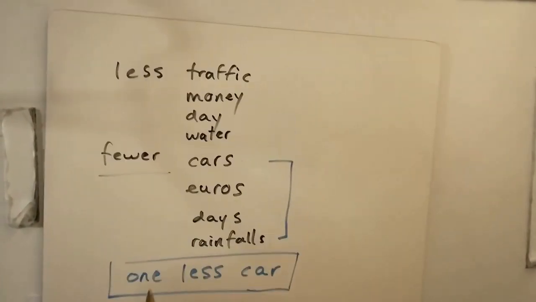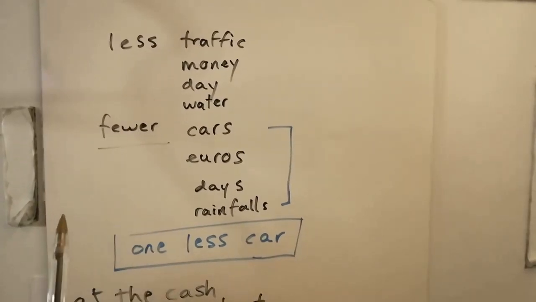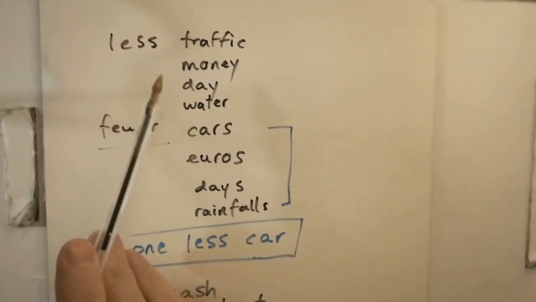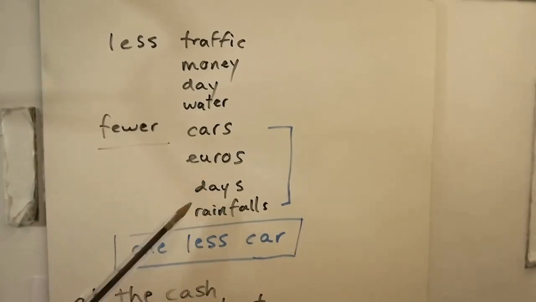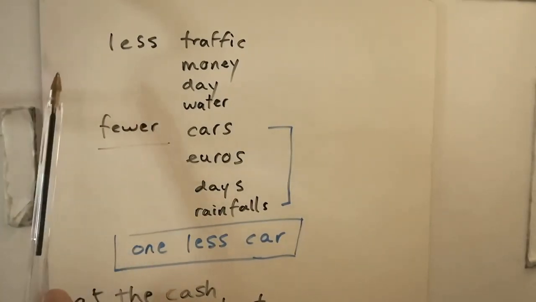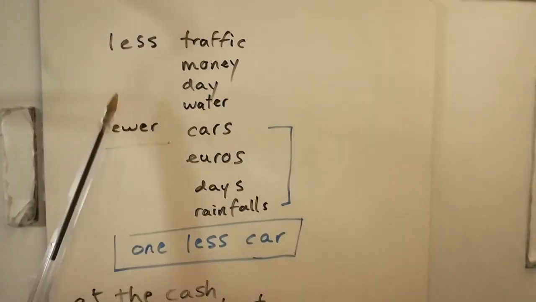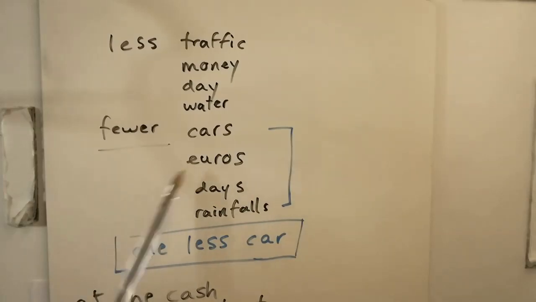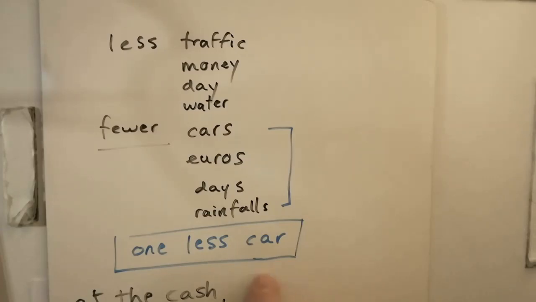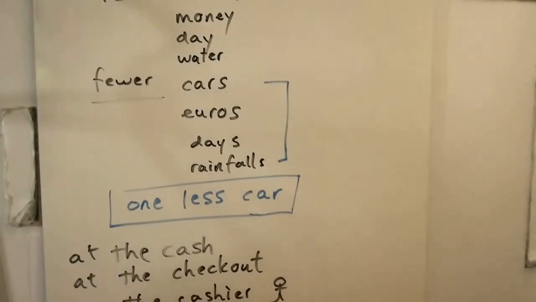Right. So we started off with, yeah, it's one less day before we take summer vacation, but there are fewer days. All right. So we decided that less is for uncountable and singular, and fewer for countables. Okay. You'll notice we see some cyclists will have this one less car. All right, so there's less traffic, fewer cars, less money, fewer euros, less day, fewer days, less water, fewer rainfalls.